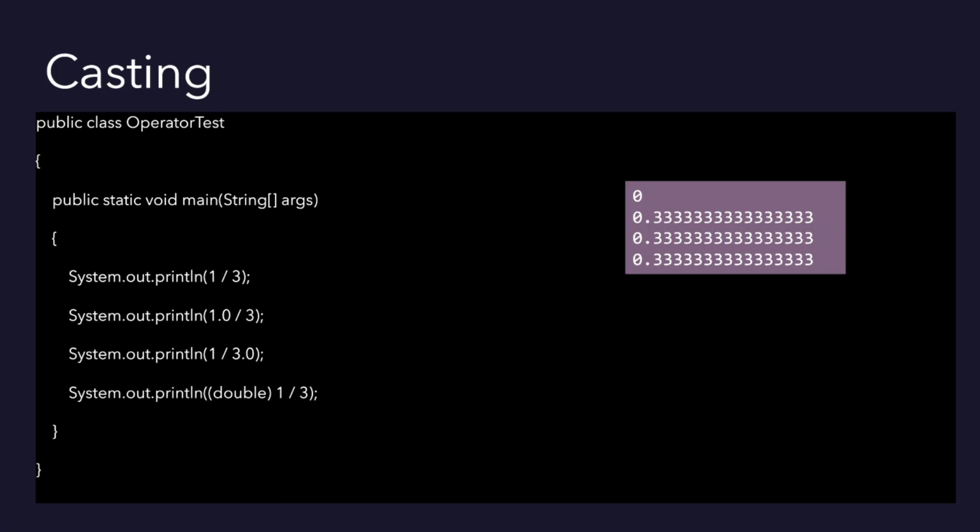Notice what happens when you divide an int by an int. You get an integer value as your result. And when you divide a double by an int, you get a double value as the result. But when you typecast the integer value 1 to double, you get a double value.